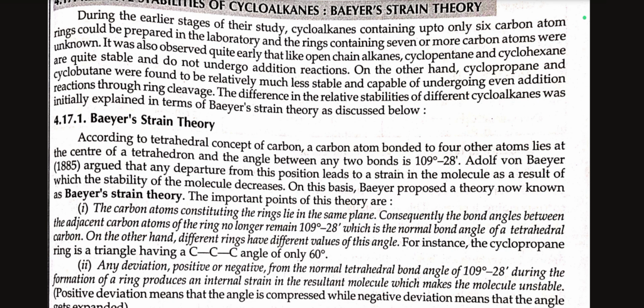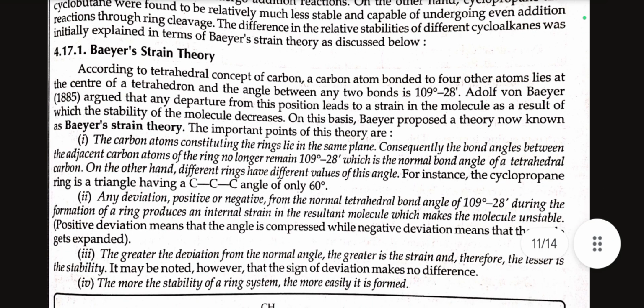The important points are: the carbon atoms constituting the rings lie in the same plane. Consequently, the bond angles between the adjacent carbon atoms of the ring no longer remain 109 degrees 28 minutes, which is the normal bond angle of a tetrahedral carbon. On the other hand, different rings have different values of this angle. For instance, the cyclopropane ring is a triangle having a carbon angle of only 60 degrees.